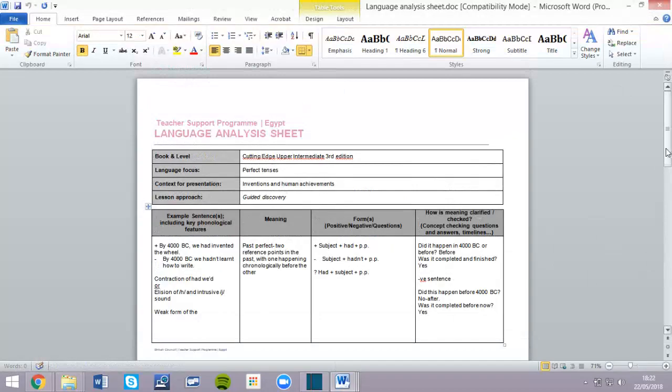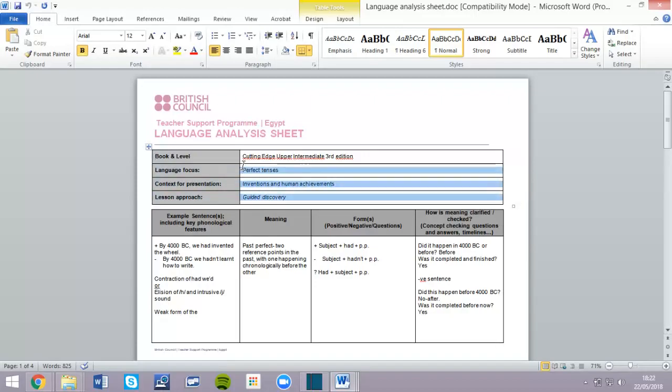The other part of the formal paperwork is the language or the Lexis analysis sheet. So the language analysis is more for grammar points or language chunks, and the Lexis for vocabulary. So we're going to have a brief look at this.